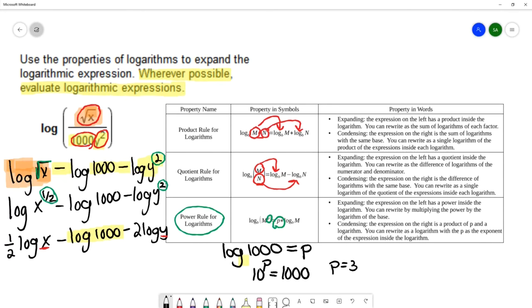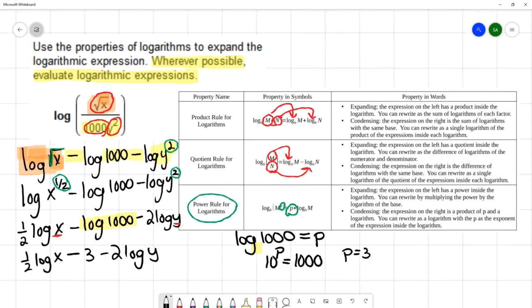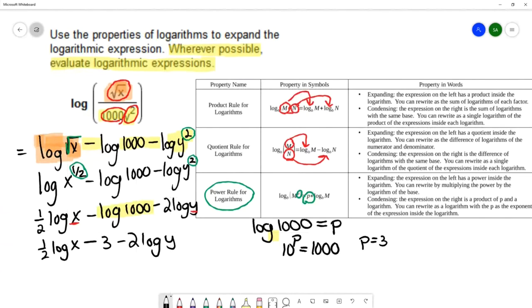And that changes this expression to be 1/2 log x minus 3 minus 2 log of y. I probably should have had equal signs all along the way, but we've now expanded this logarithmic expression using the product and quotient rule and the power rule. In addition to that, we've evaluated expressions where we were taking the log of a number, to get 1/2 log x minus 3 minus 2 log of y.